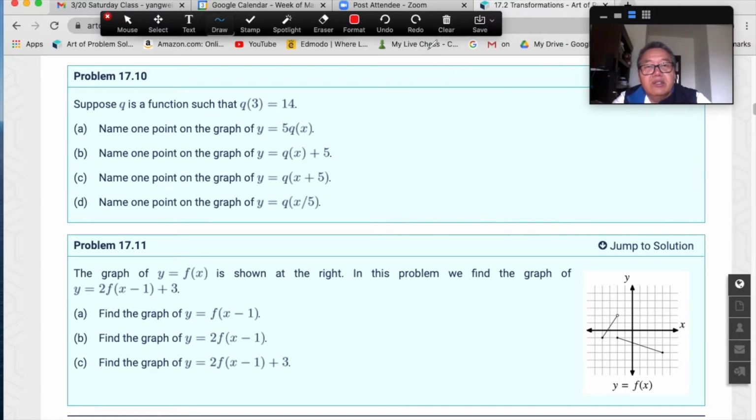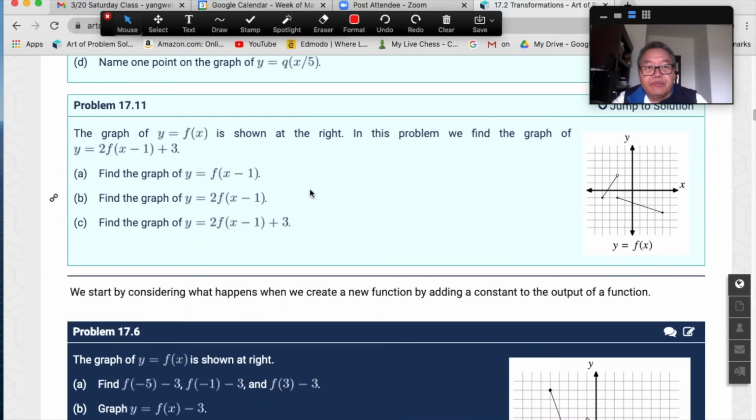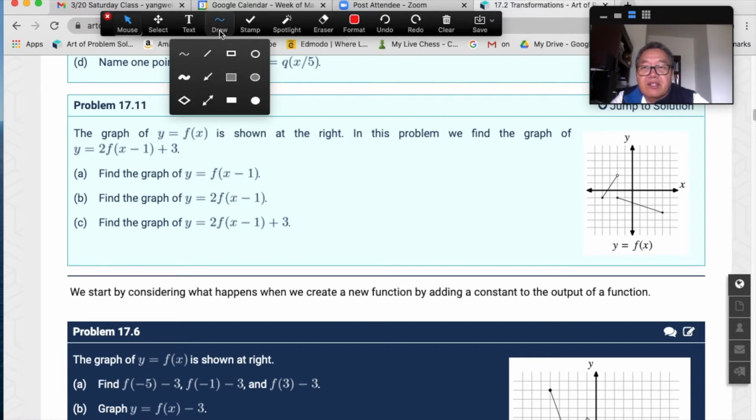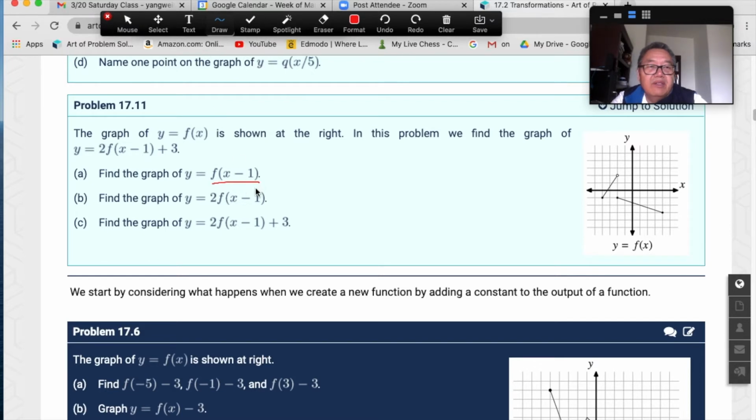Okay, so now let's go to problem 11. The graph of y equals f(x) is shown at the right. In this problem, we find the graph of y equals 2 times f(x minus 1) plus 3. To get this graph, we can use these 3 steps. First, get the graph of this one. So how do we get the graph of this one?